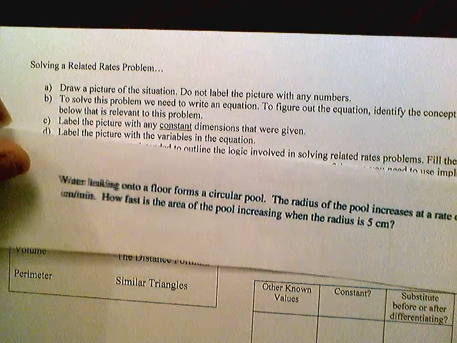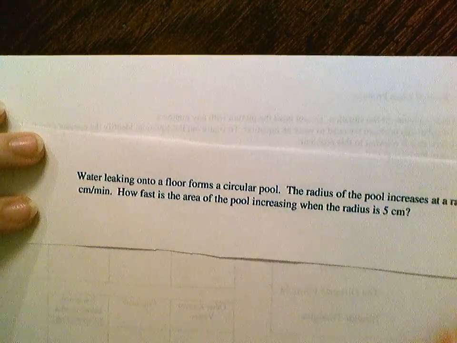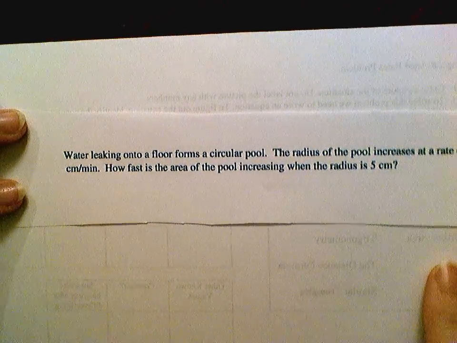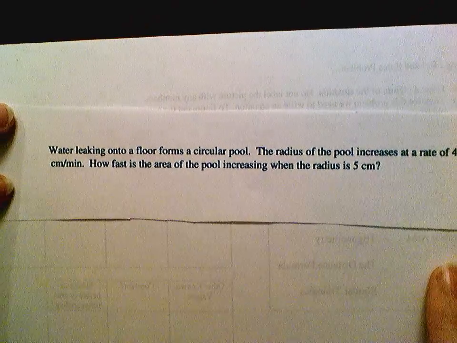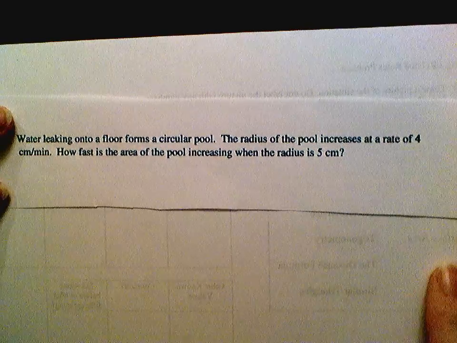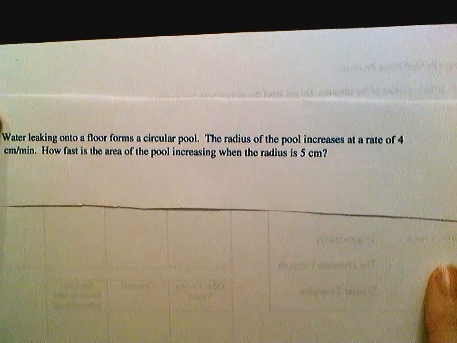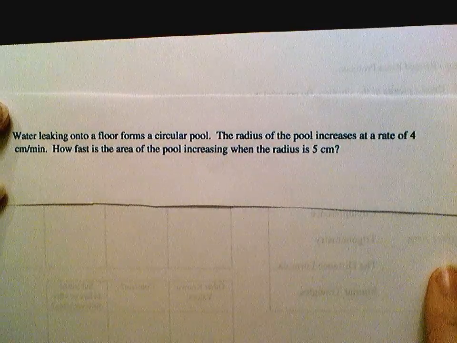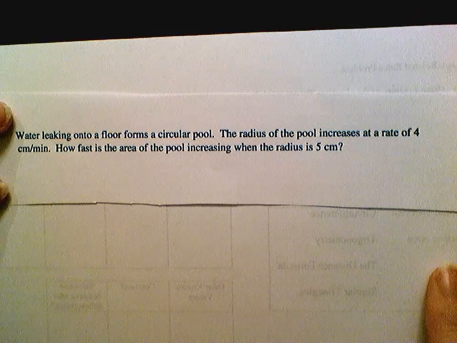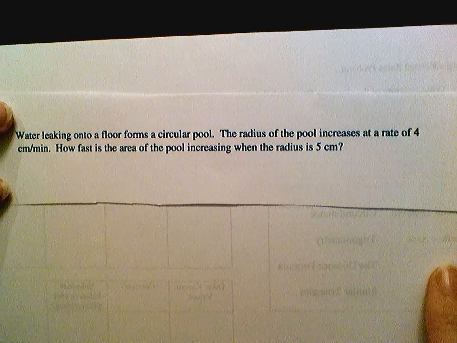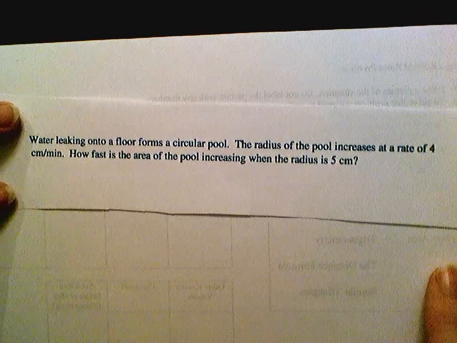Okay, so I'll go like this so it's less busy looking. So water leaking onto a floor forms a circular pool. The radius of the pool increases at a rate of 4 centimeters per minute. How fast is the area of the pool increasing when the radius is 5 centimeters?